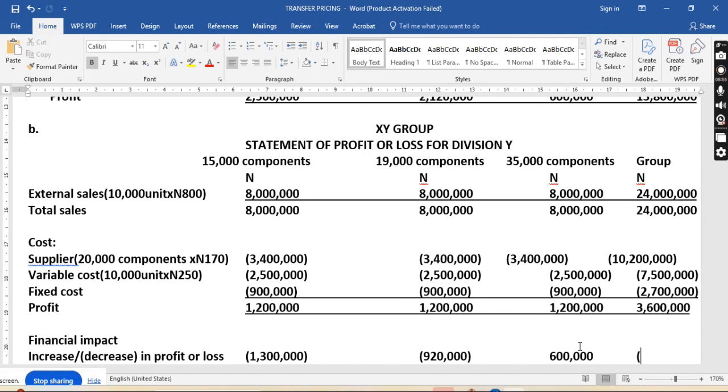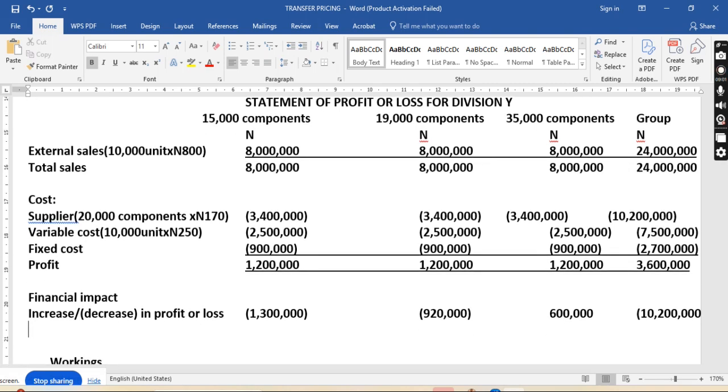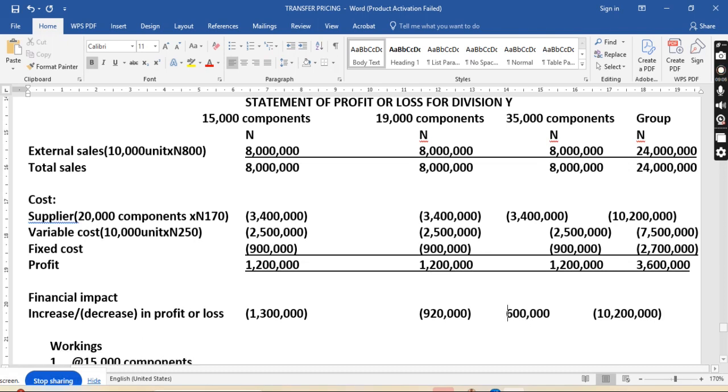Decrease 10,200. Thank you, 10,200, right? So that's all about this question. Can you see that it is very simple? It's just for you to understand what will be the financial impact, right? Will my profit increase or decrease, right?